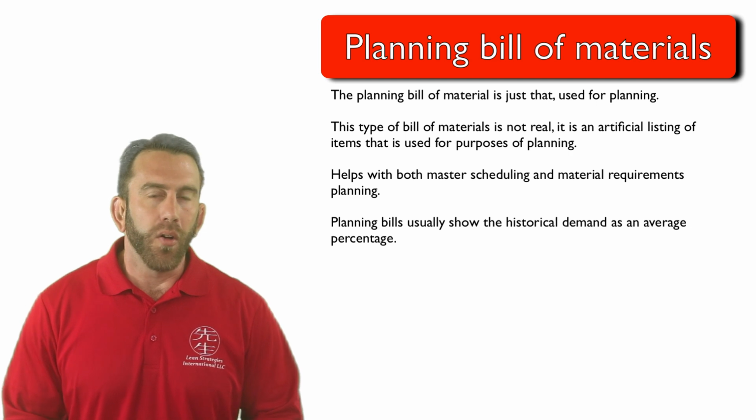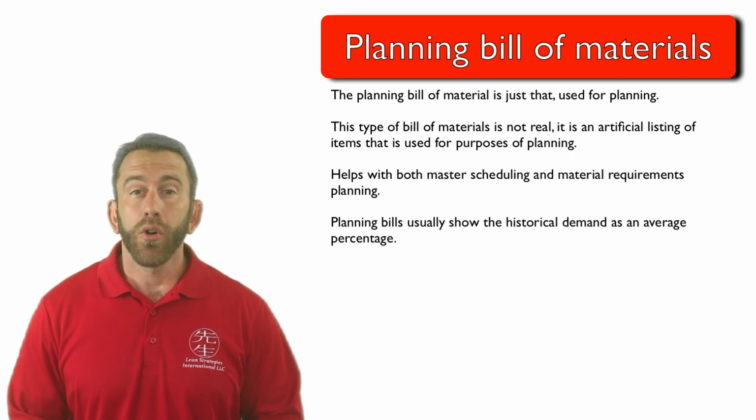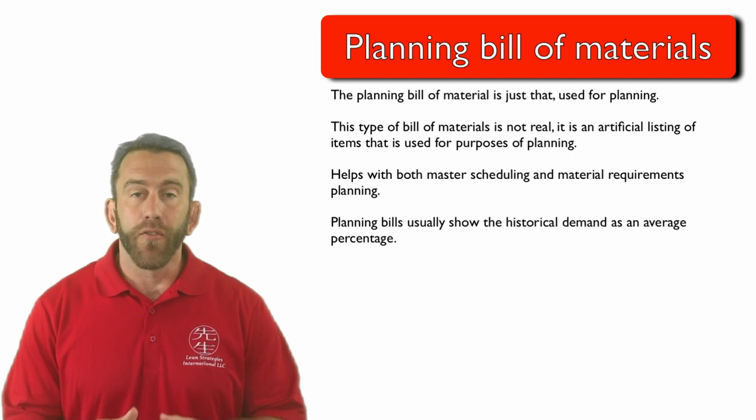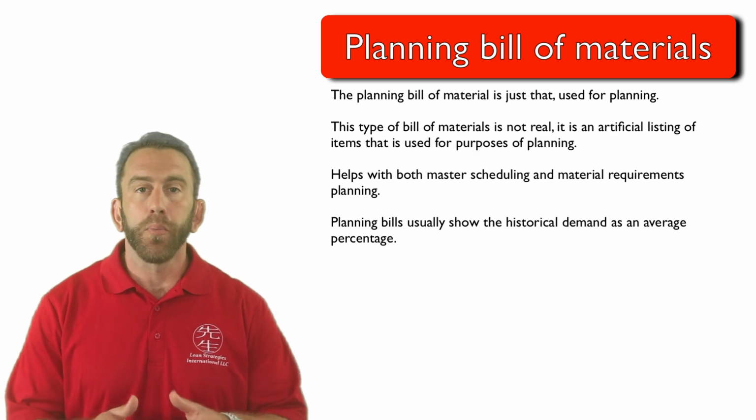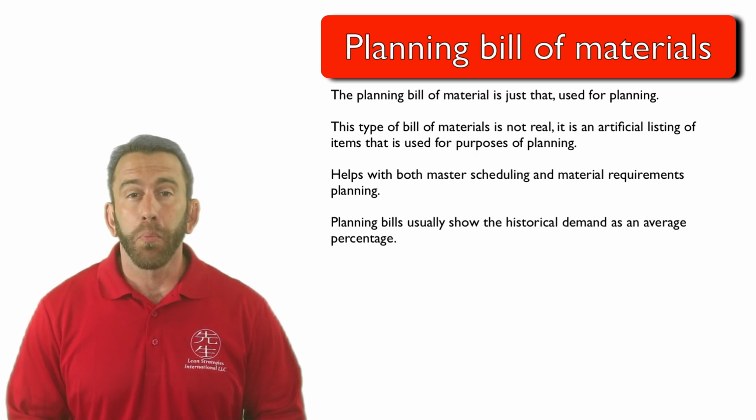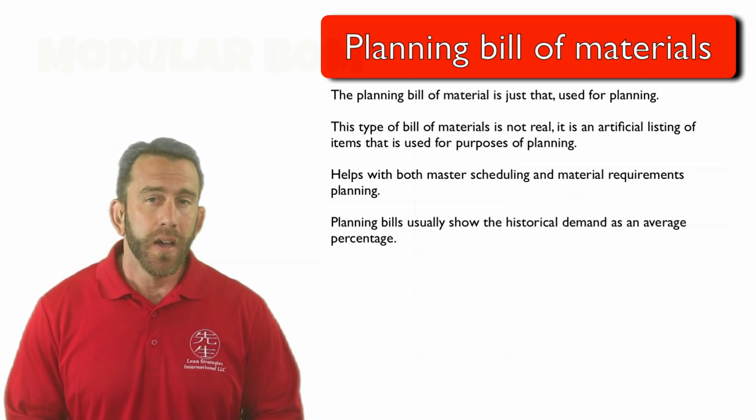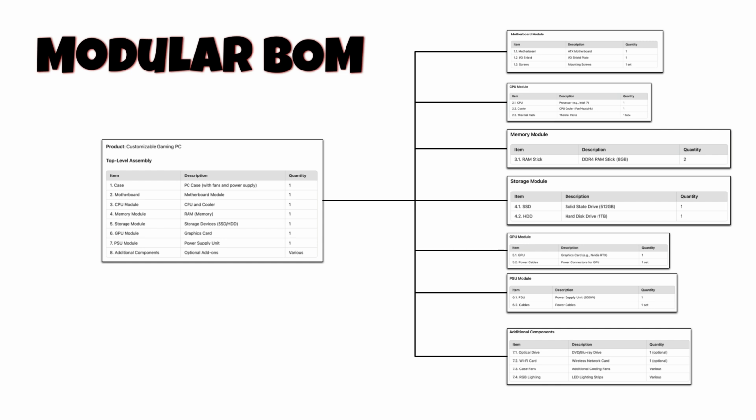These planning bills usually show the historical demand as an average percentage. This helps the planner and the system to plan more accurately. Modular bills of material are a good example of a planning bill that is often used. Modular bills of material include modules. This means that the modules can be adjusted and moved around to plan appropriately.